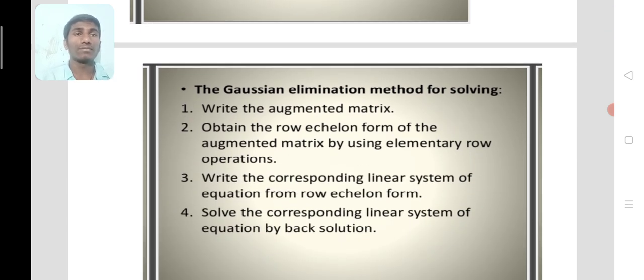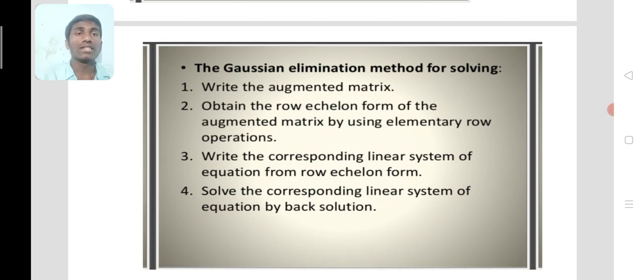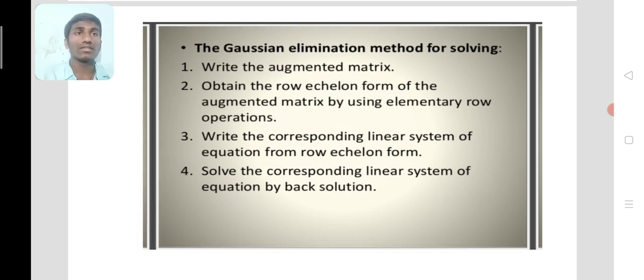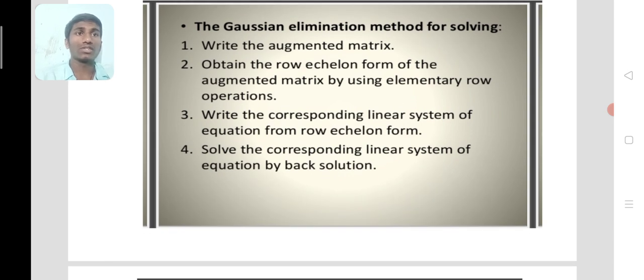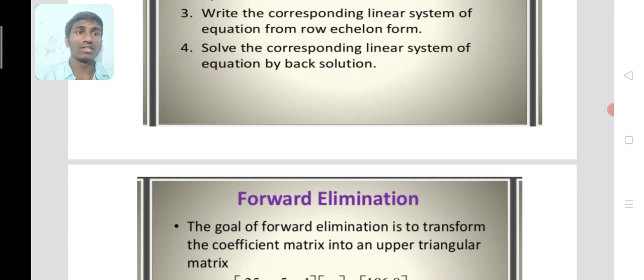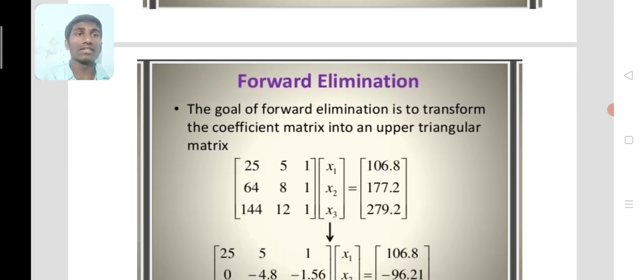So let me show the solving of linear equations by using the Gaussian elimination method. First, write an augmented matrix from the given linear equations. Obtain the row echelon form of the augmented matrix by using elementary row operations. Write the corresponding system of equations from the row echelon form. Solve the corresponding system of equations by back substitution.